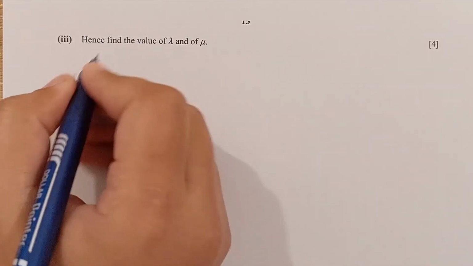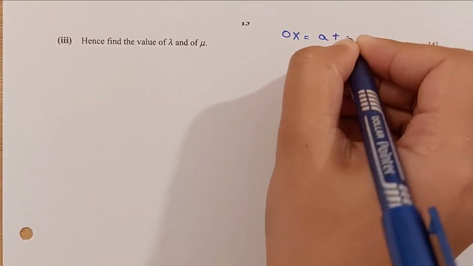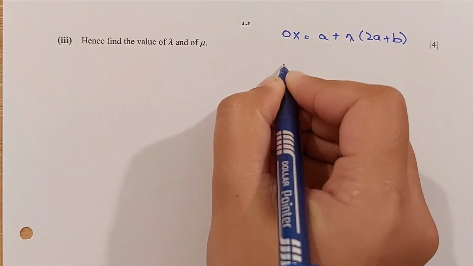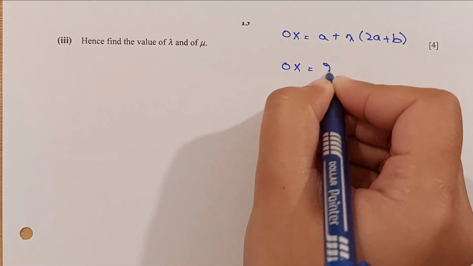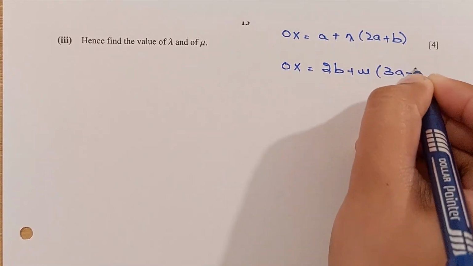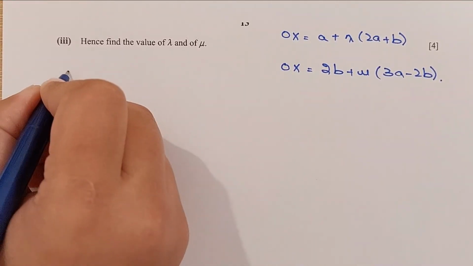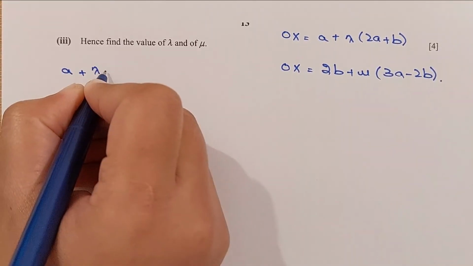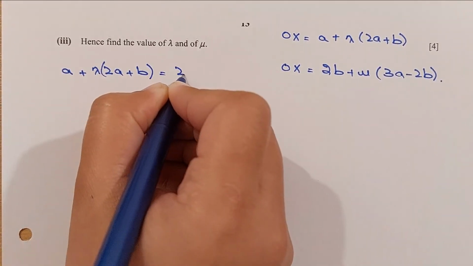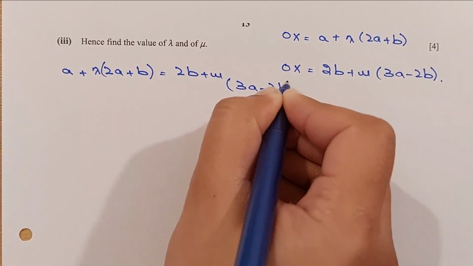So we have to compare OX. We have OX from the first part as A plus lambda times (2A plus B), and OX is 2B plus mu times (3A minus 2B), right? So let me equate both of them, and then we can compare the coefficients. So A plus lambda times (2A plus B) equals 2B plus mu times (3A minus 2B), right?